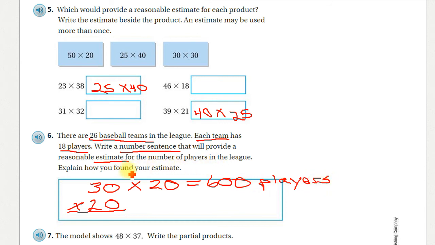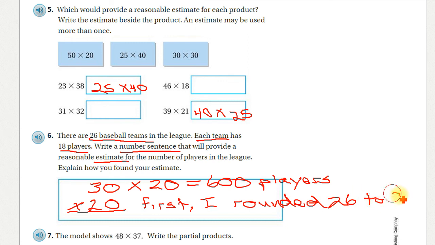Okay. Explain how you found your estimate, and here's where you would just write in. I rounded 26 up to 30. I rounded 18 up to 20. So you would just write that out. First, I rounded 26 to 30. I'm not using perfect grammatical English here, but that's okay in math, I guess.